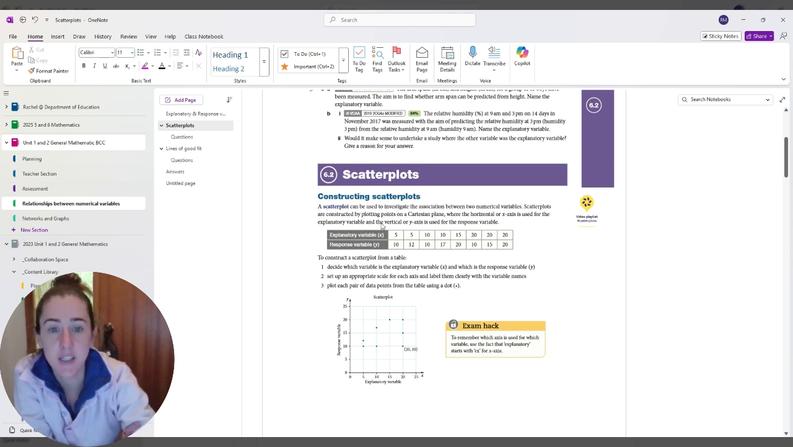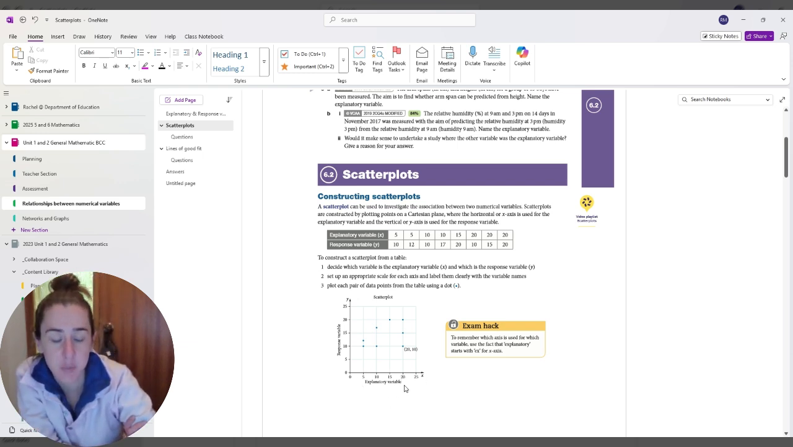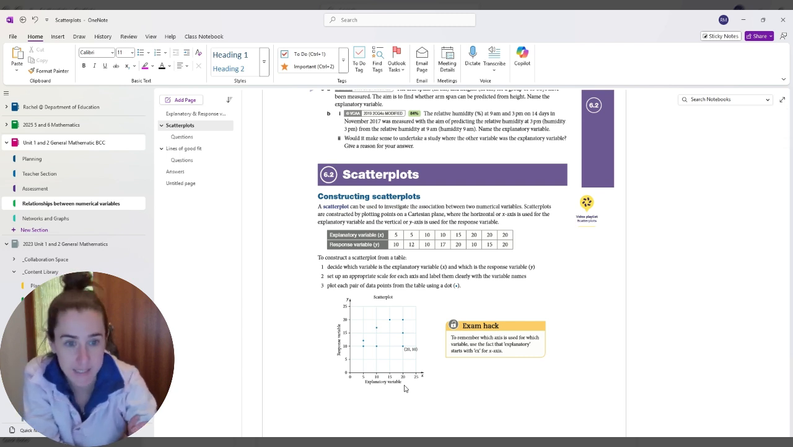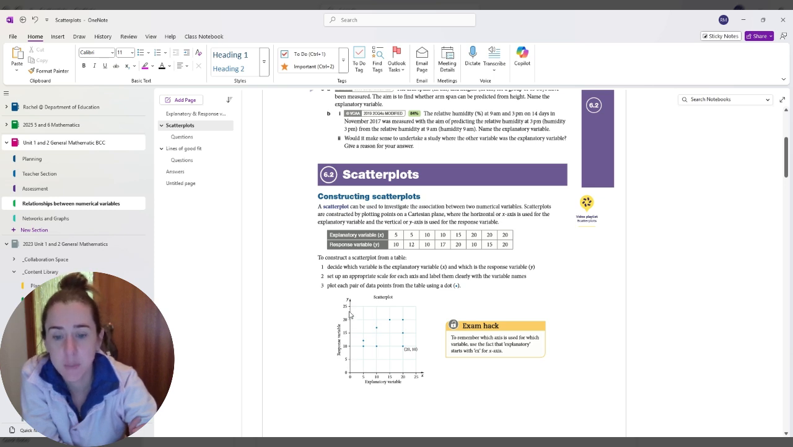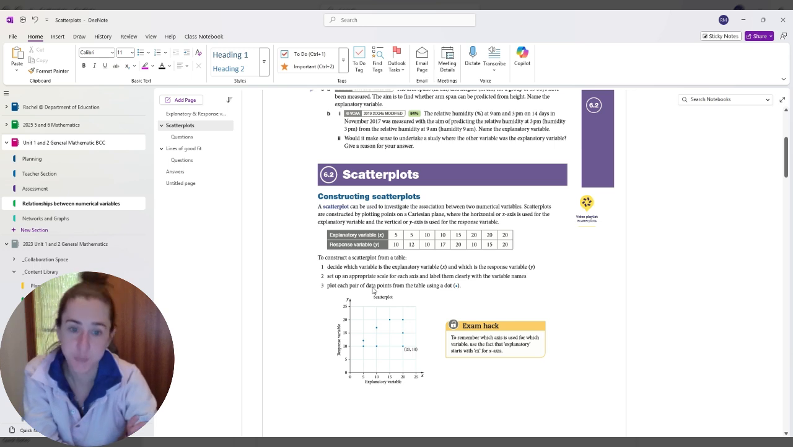They are constructed on a Cartesian plane, so on your x and y axis. The x-axis sits down low and is for our explanatory variable. If you remember that explanatory has an x in it, it sits on the x-axis. The response then sits on our y-axis, so y stands up tall, and the y carries our response variable.